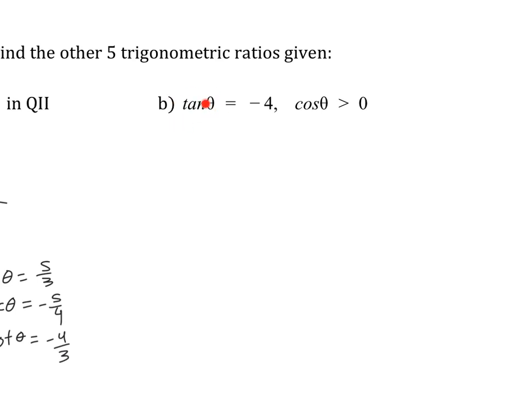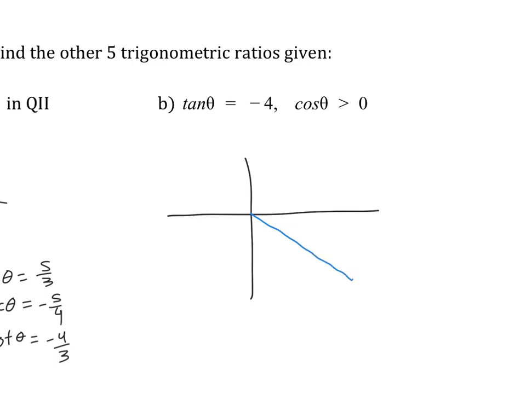Here, we are told that the tangent of theta is -4, and we're told that cosine of theta is essentially positive. Greater than 0 means positive. So we need to do a little bit of critical thinking and say, okay, in what quadrant is tangent negative but cosine positive? Remember, the only time where cosine is the only function that's positive is in quadrant 4. So I know that it must be somewhere in quadrant 4.